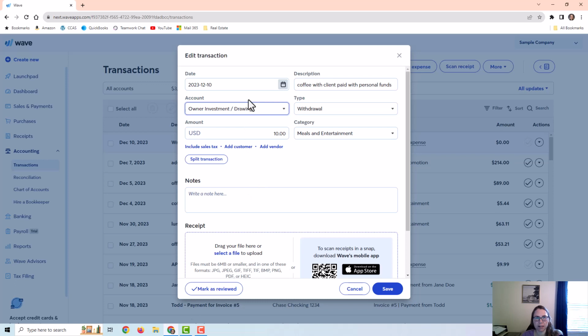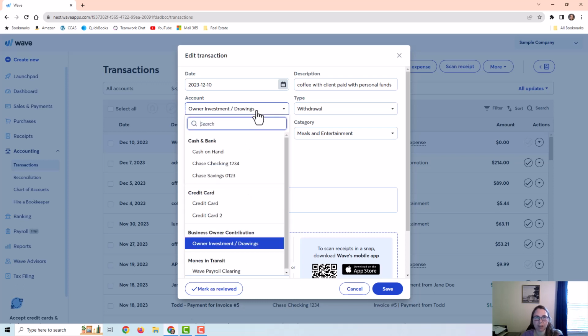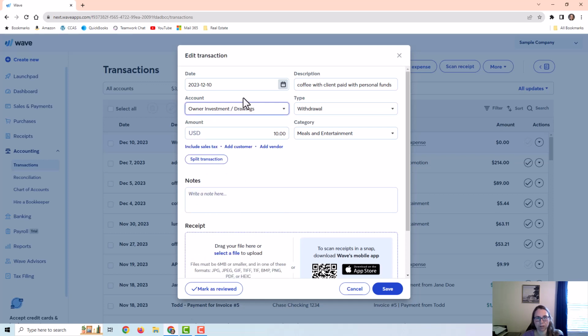Now, if you use cash, you may be asking, well, why didn't you just use the cash on hand account? The reason I did not use that is because that is technically supposed to be the business cash on hand. For example, if you have a petty cash account, maybe a petty cash box in your business, that's not what we're talking about here. We're talking about when you use your personal cash or personal debit credit card to pay for a business expense. So it's more appropriate to use this Owner Investment Drawings account. And all you would have to do here is save.